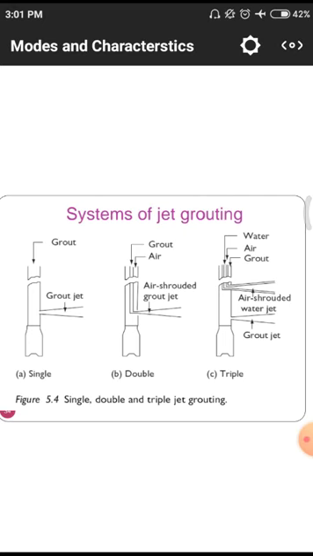First one we have to observe is single grouting. A single grout jet is there. The purpose of the jet is to transfer the material into the pump with high speed, and from the top itself they are injecting this grout material. In the second case there will be a double grout.